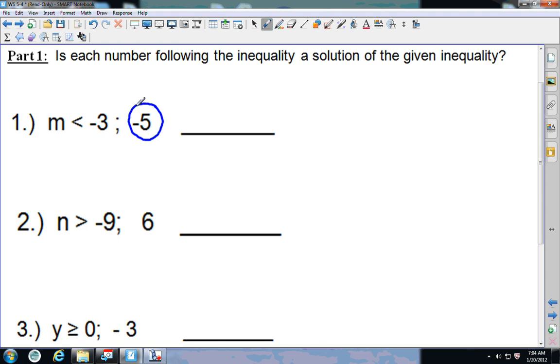One way you can do this, if all I want to do is substitute that in there, I have negative 5 less than negative 3. Is that true? Is negative 5 less than negative 3? Is negative 5 smaller than? Yes, it is. It is a solution.